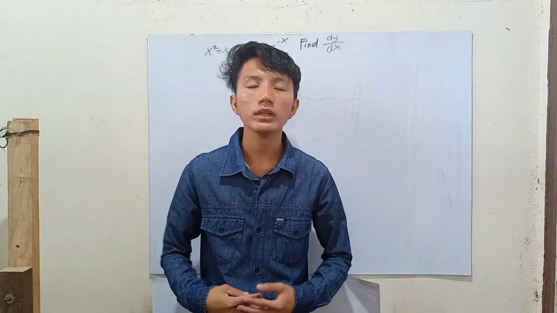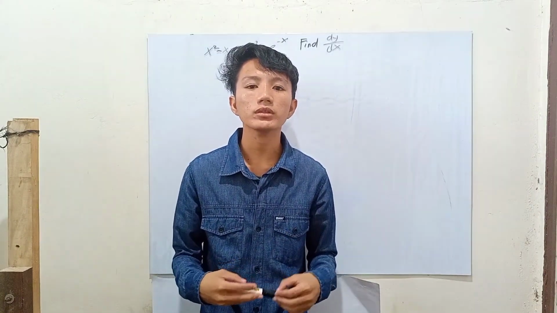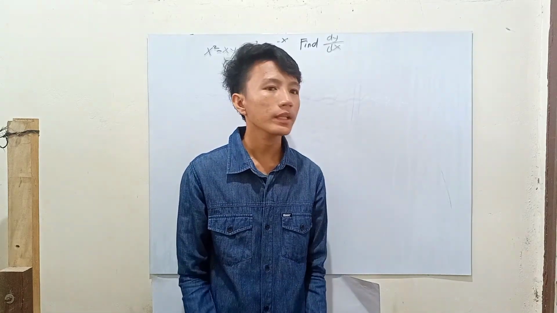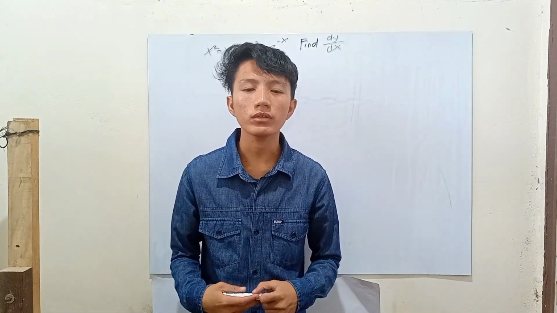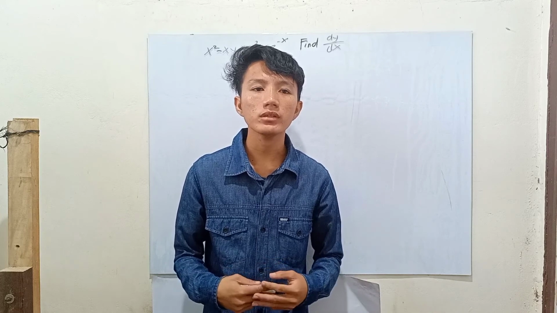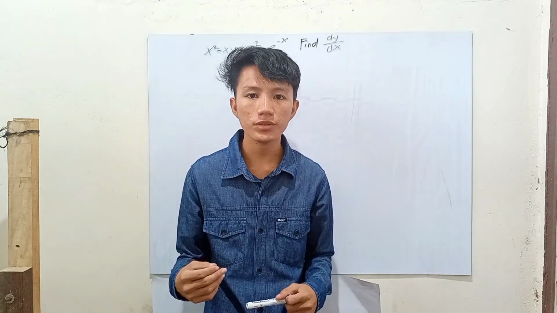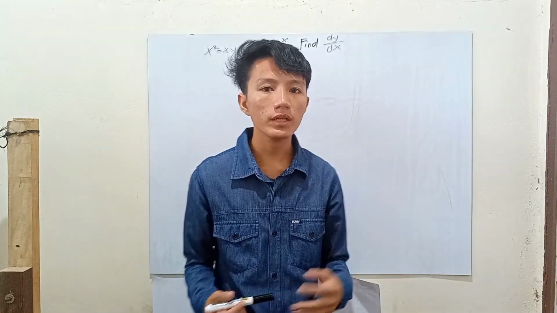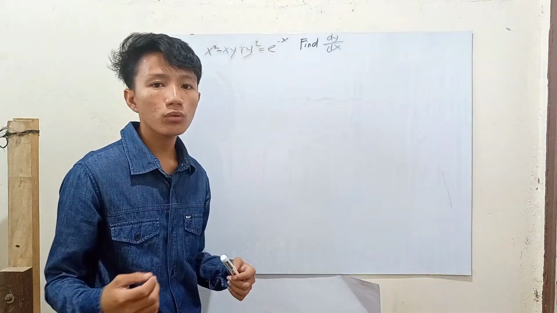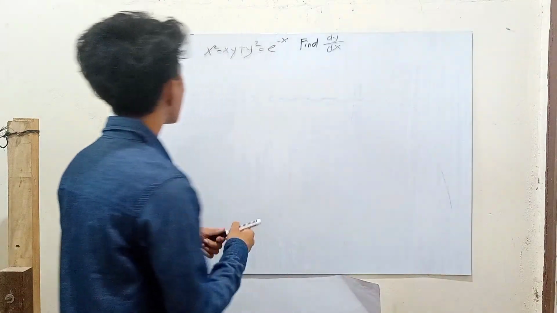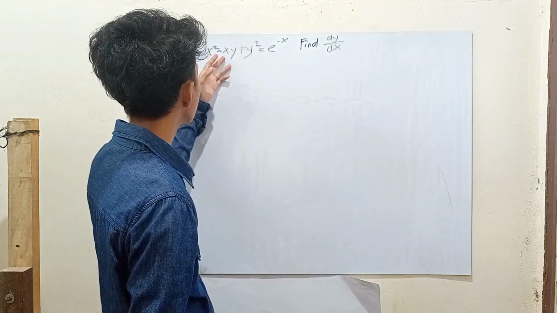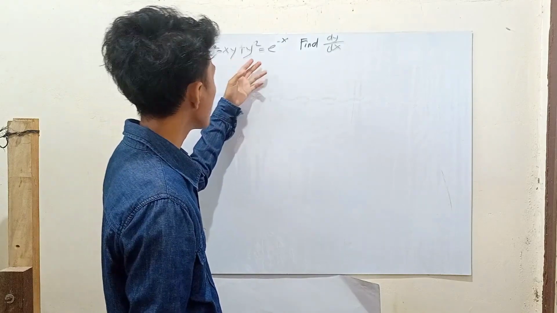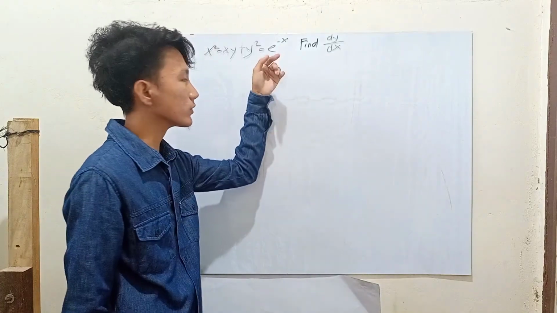For M Transporto, and today I am going to discuss implicit differentiation. Now, what is implicit differentiation? Implicit differentiation is deriving both sides of an equation with two variables. I have here two problems to answer. The first one is x squared minus xy plus y squared equals e raised to negative x.